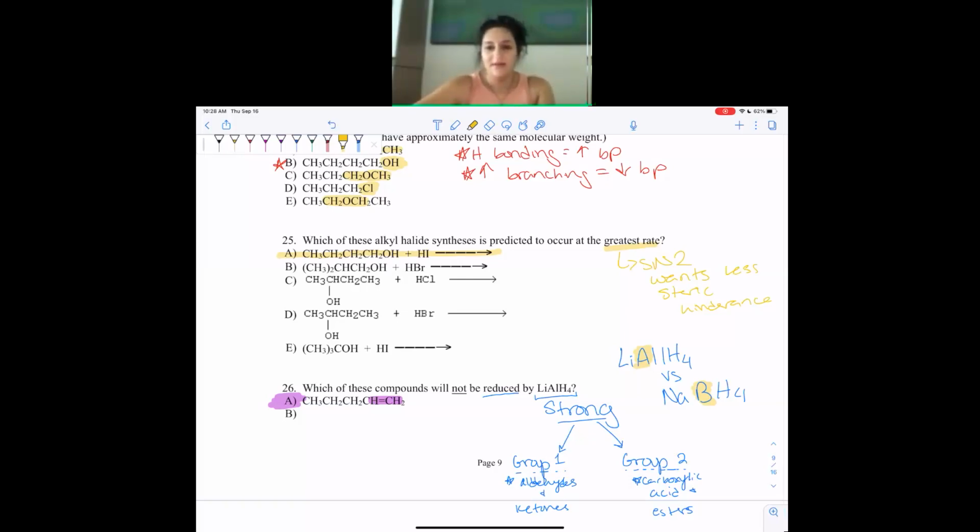Any questions about this one? Ooh. Once in a while it'll show me that you guys do those little emoji things. That's so cute. I live for it. Okay.